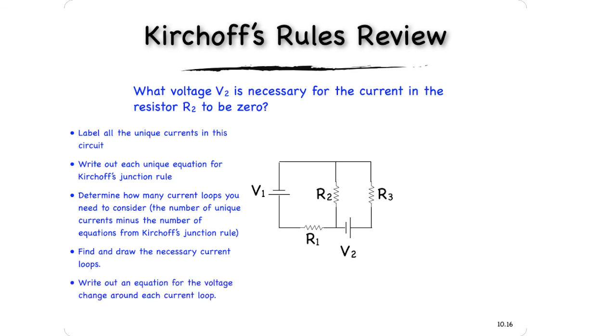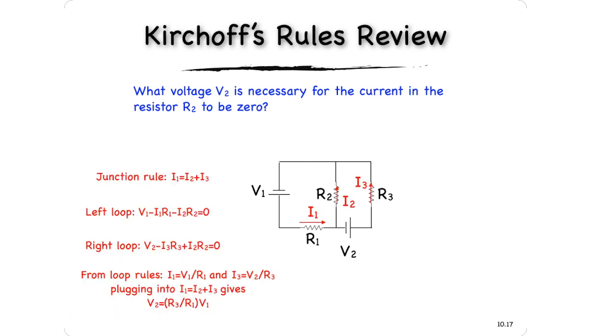Okay, so I find and draw the necessary current loops, and now I want to write an equation for each of those loops. Okay, so I've done that up here. I had one equation for the left loop, one for the right loop. And at that point, I can go through and I can solve.